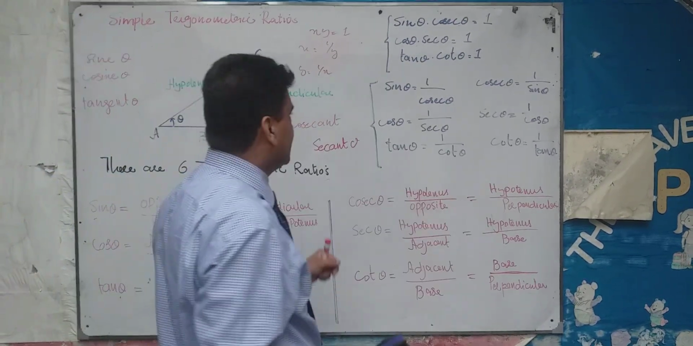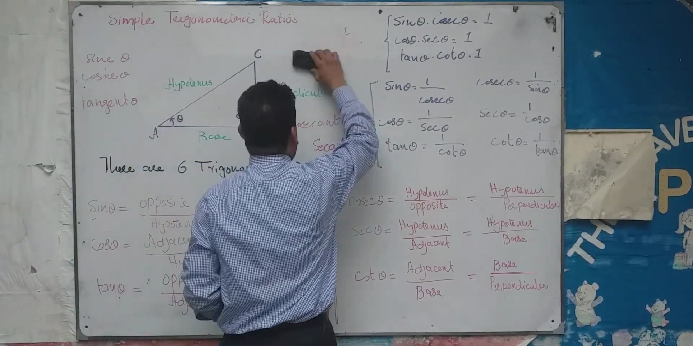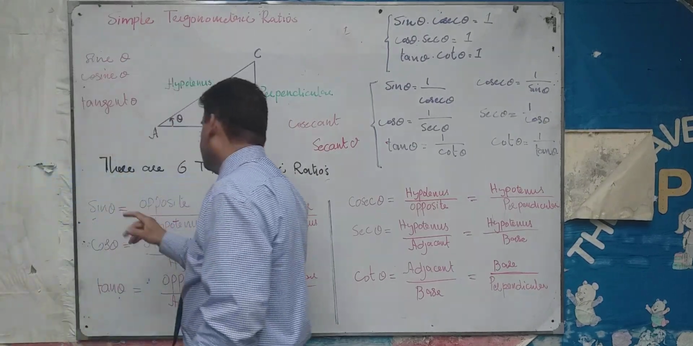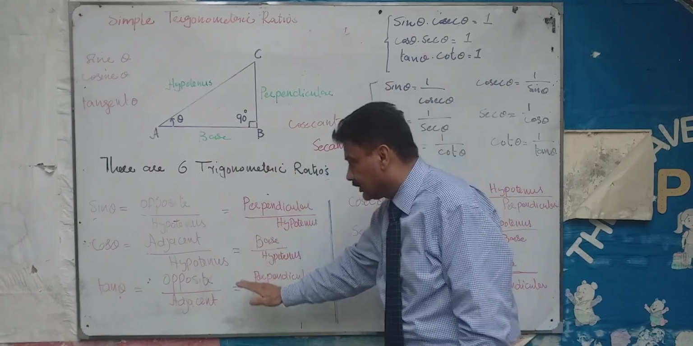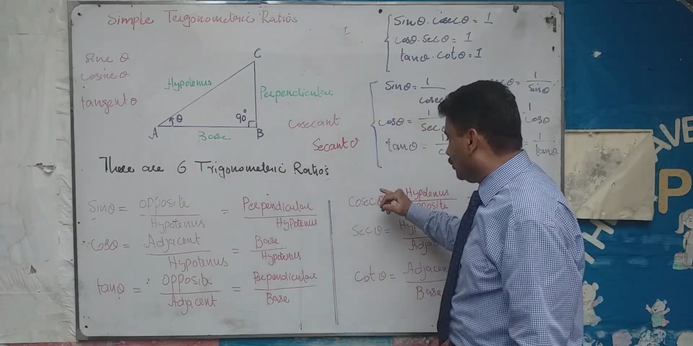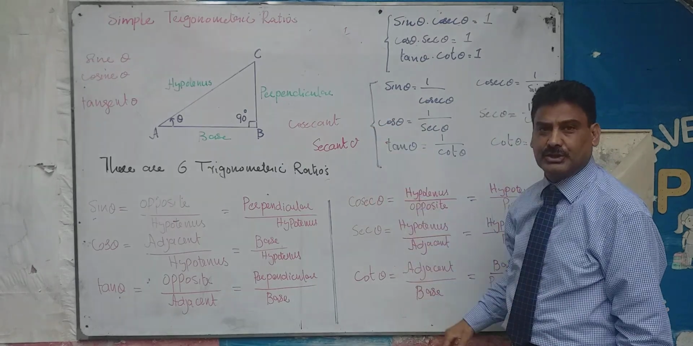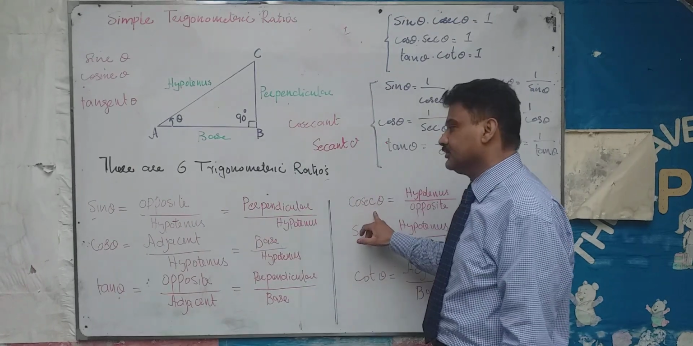This is the second part of the last video. We were talking about the trigonometric ratios. You know, if sin theta, cos theta and tan theta are three trigonometric ratios, then cosecant theta, secant theta and cot theta are reciprocal trigonometric ratios. The reciprocal of sin theta is cosecant theta.